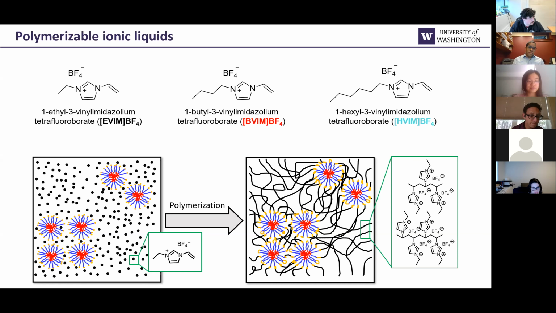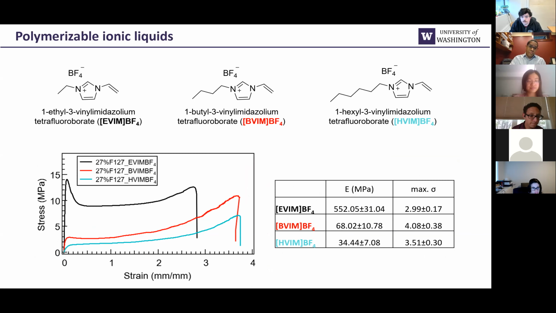Now, another important difference between these 3 ionic liquids is the length of this group here. So here I have a 2-carbon side chain, here a 4-carbon side chain, and finally a 6-carbon side chain. The reason this is important is because it starts to alter the mechanical properties of the materials that we print. Whereas when this side chain is short, we get a tougher, harder material. As we increase the length of this side chain, we get more elastomeric properties.